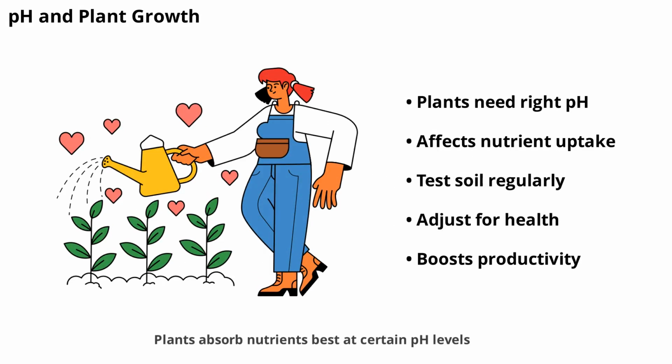Plants absorb nutrients best at certain pH levels. If the soil is too acidic or too basic, plants may struggle to grow. Gardeners test soil pH to ensure their plants get the nutrients they need. Adjusting soil pH can make a big difference in the health and productivity of gardens and farms.